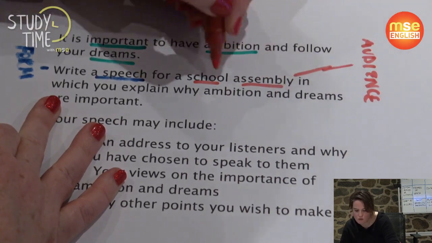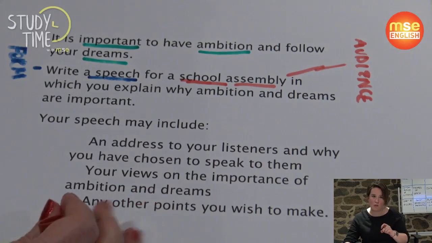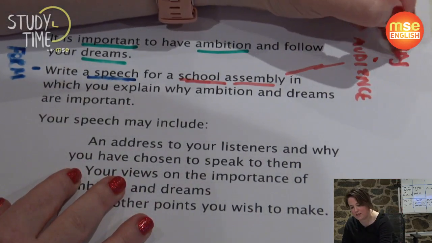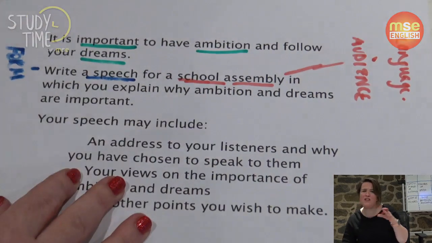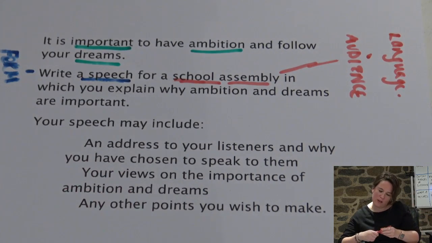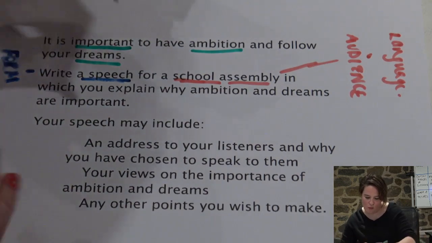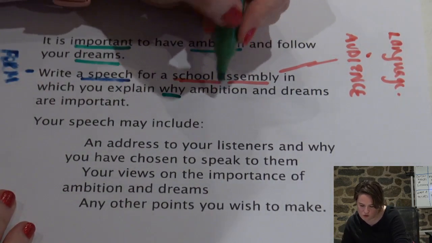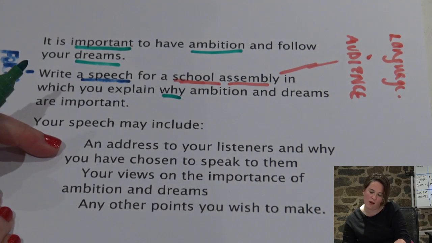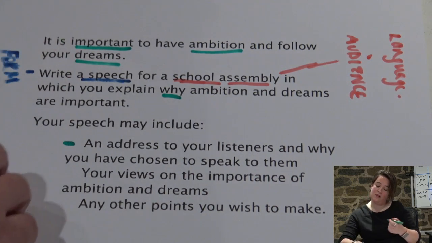So already, what's really lovely about this question is you know that you're going to have to write a speech for your age group or younger. So the language, obviously, can be adapted accordingly. Because a speech is normally a formal thing, but you've got to think about your audience, okay? We should explain why ambitions and dreams are important. Right, so why ambition and dreams are important. So your speech may include and address your listeners and why you've chosen to speak to them, your views on the importance of ambition and any other points that you wish to make.